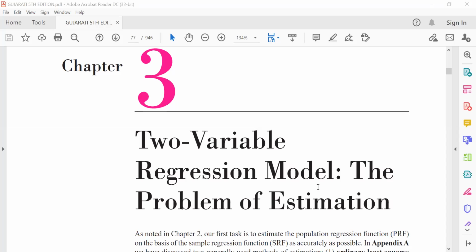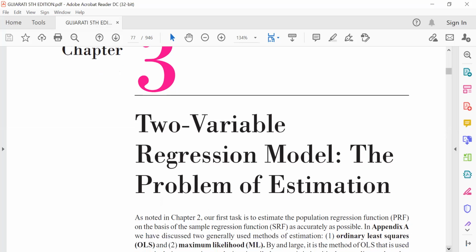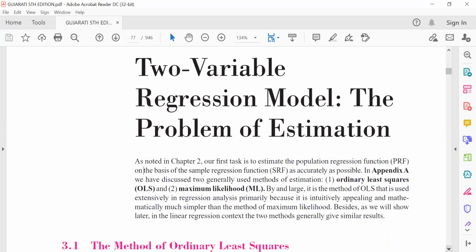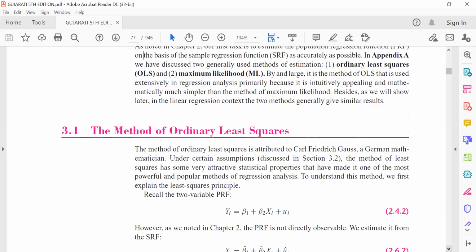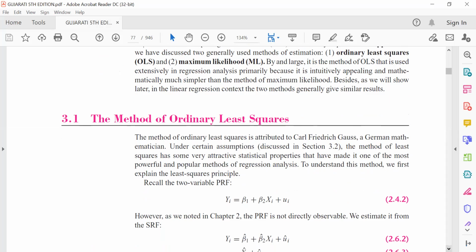We are continuing our econometrics class for today, chapter 3, the two-variable regression model, the problem of estimation. I mentioned already in our class that there are two approaches to estimate the parameters. First is ordinary least squares, and second is maximum likelihood. Now we discuss the method of least squares.